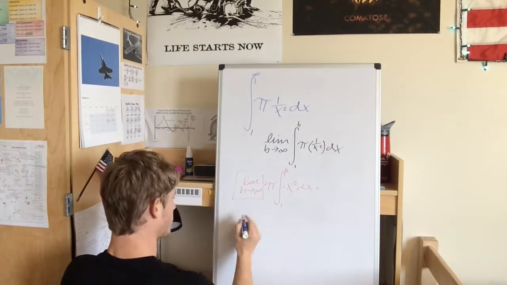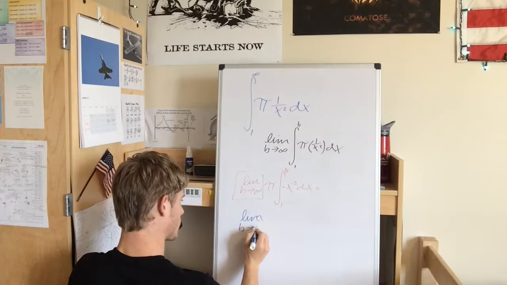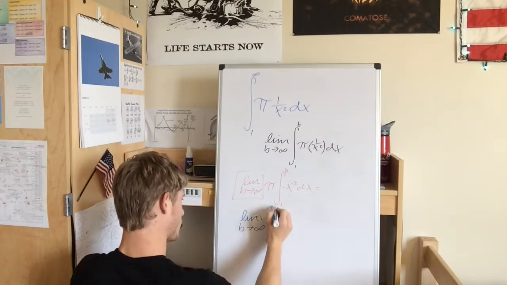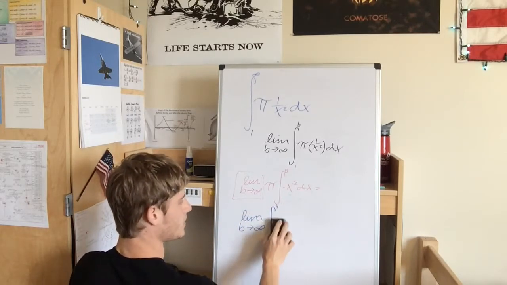So this is going to wind up giving us the limit as b approaches infinity, and our integral from 1 to b. Oops, we actually don't need to do that. I'm going to skip a few things here.